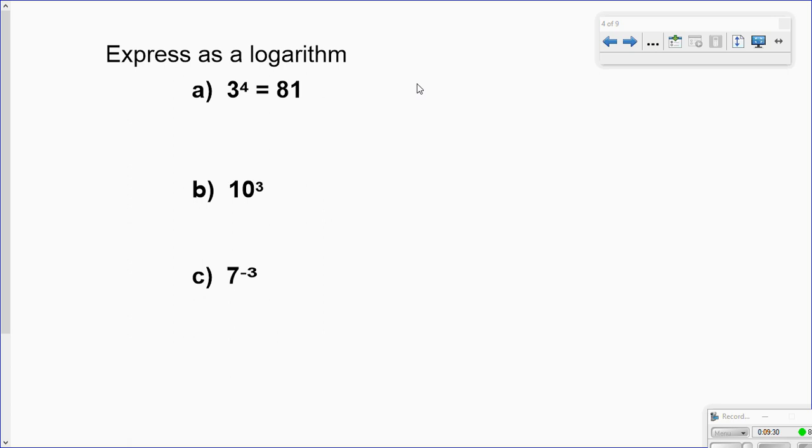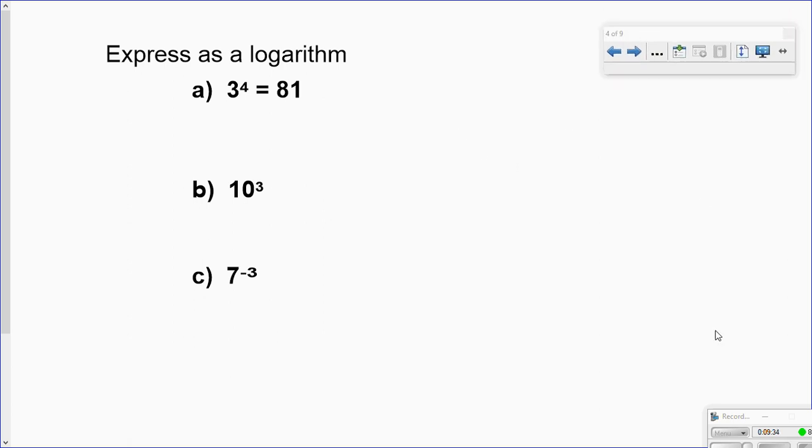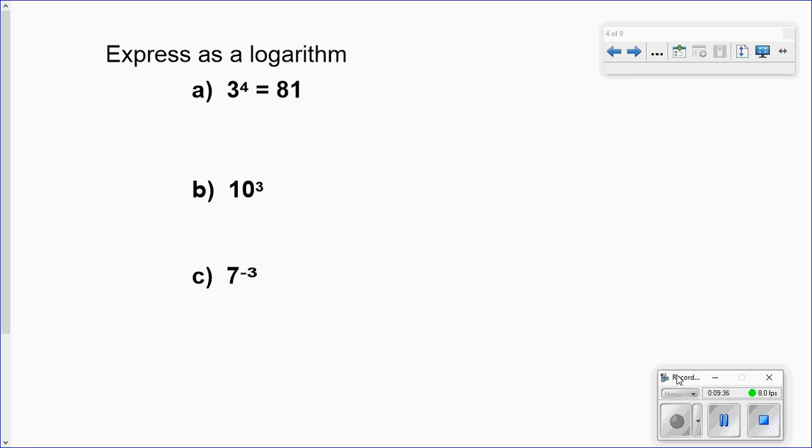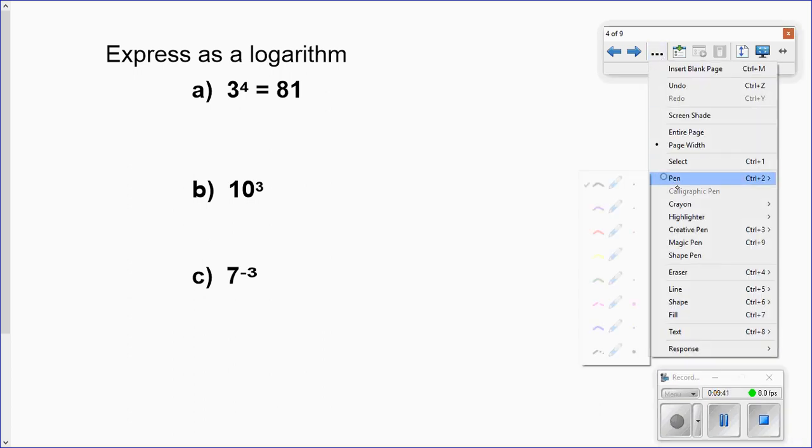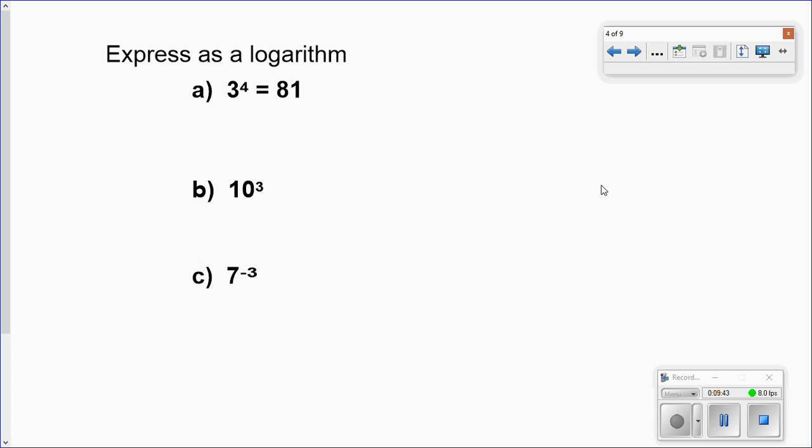Let's express a couple of logarithms here, and the basic idea of a logarithm is just this. So let's go with the logarithmic function. How do I express this as a logarithm? What I do is I identify the base, and it's base 3. So I write log of base 3. Now the rest of the expression is my answer, and it equals my power. That's always the case for logarithms.